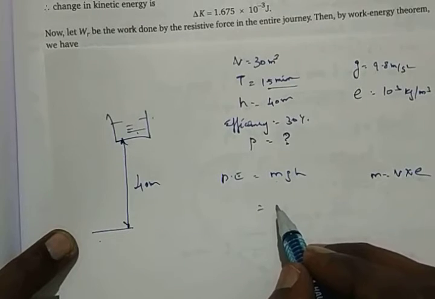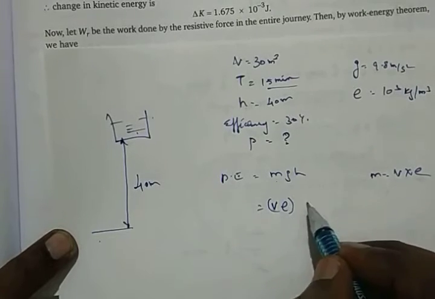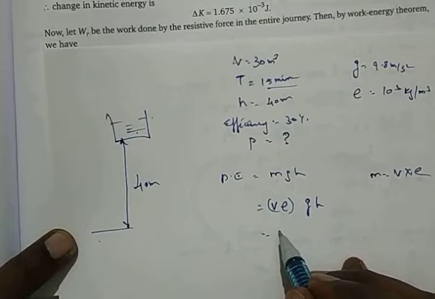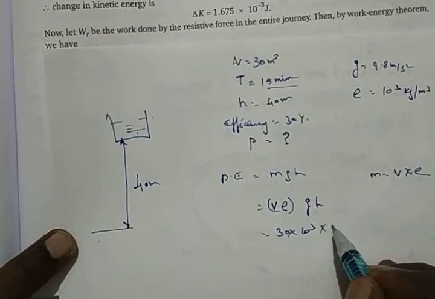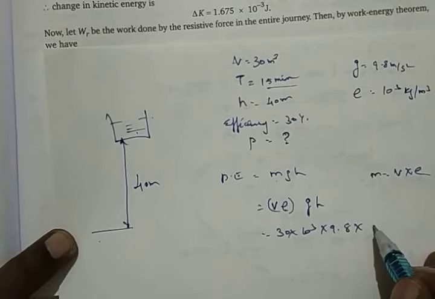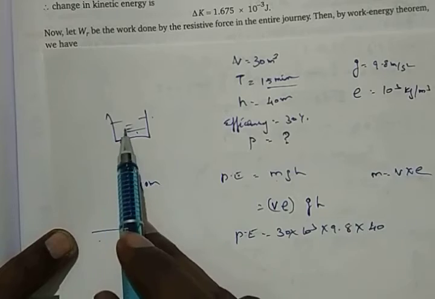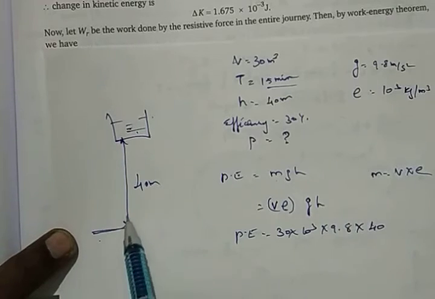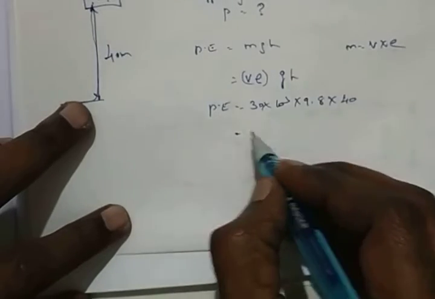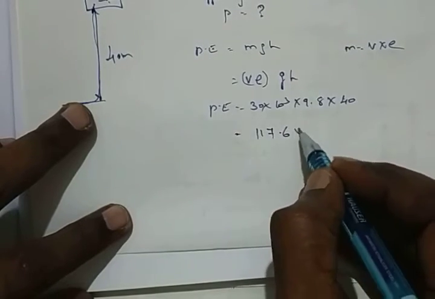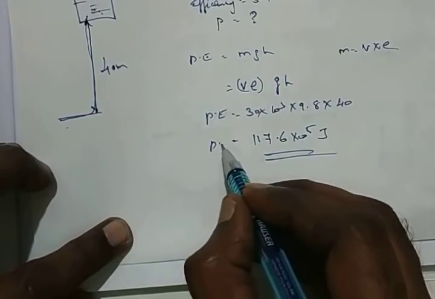So it is equal to volume into density into g into h. What is volume? 30. What is the density? 10 to the power of 3. What is g? 9.8. What is the height? 40. So that is the potential energy, that much is the energy which is required. So that much energy you will be supplying over there. The answer will be 117.6 into 10 to the power of 5 joules. That is the potential energy.